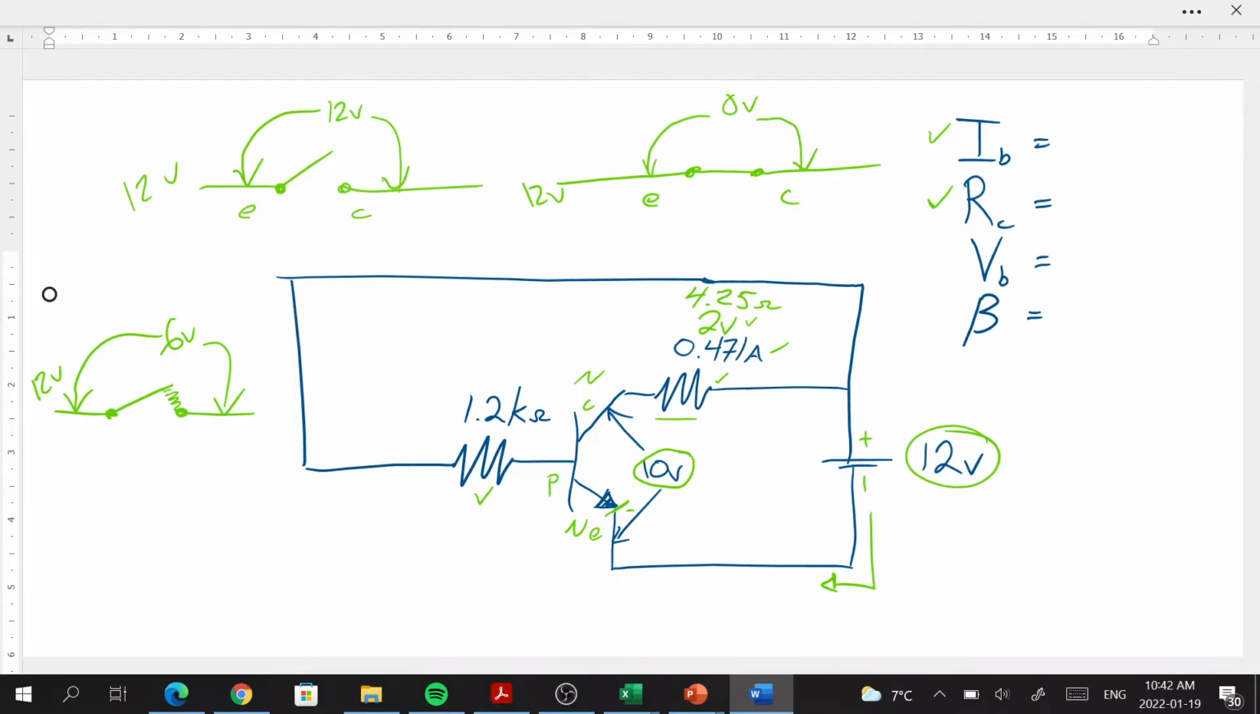So most equations again boil back to knowing Ohm's law and knowing Kirchhoff's voltage and current laws. If you know those, then you can usually piece together an equation.